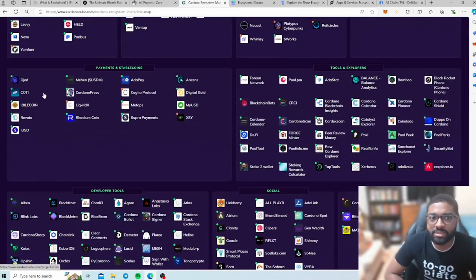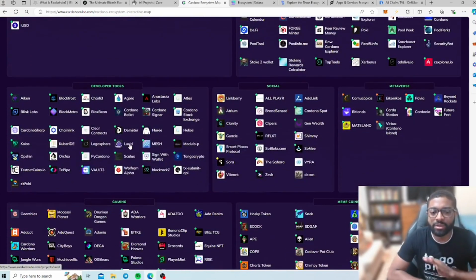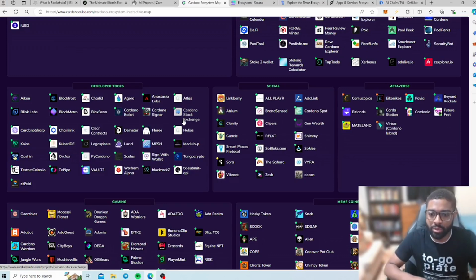So you've got payments and stable coins, you've got tool explorers. There are so many things, guys. I don't want to continue to break down everything, but this is to give you a general overview and an inside perspective of all the things a blockchain has inside and built on top. People continue to build because it's an actual network where people can build on top of the network and then also monetize in a way.